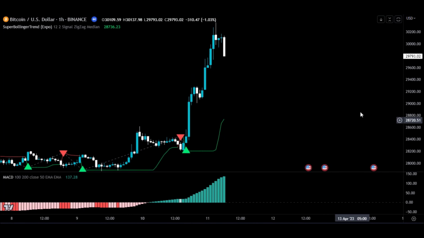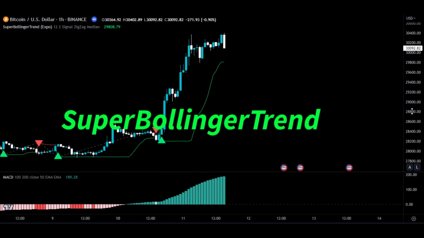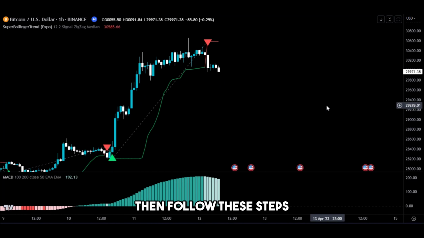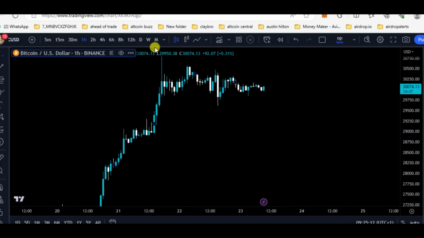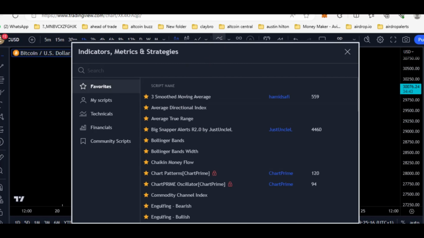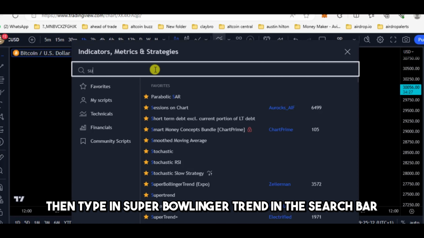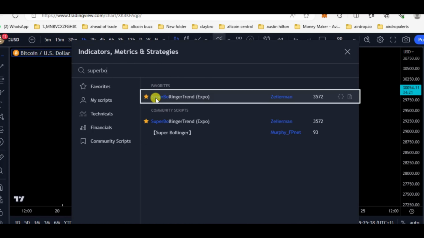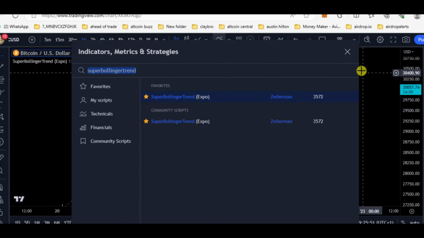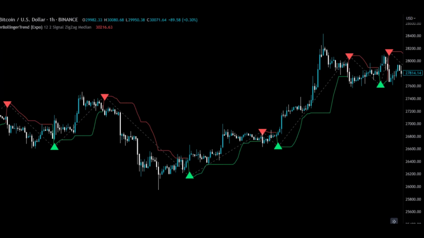The first indicator that we will be using is called the Super Bollinger Trend. If you want to get the indicator on TradingView, then follow these steps. First, open up a chart on TradingView. Then click on the Indicators button. A small window like this will appear, then type in Super Bollinger Trend in the search bar. Now click on the first indicator, make sure that the name of the creator is Simon, if I am pronouncing the name right. Now you have successfully plotted the indicator.